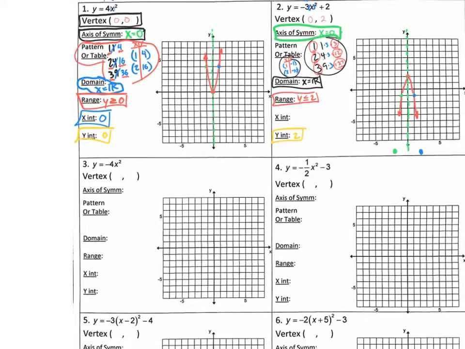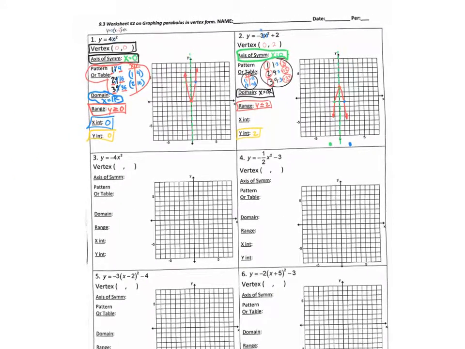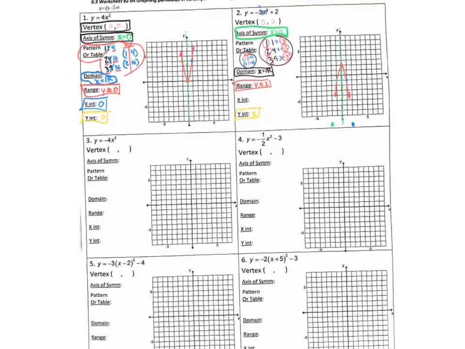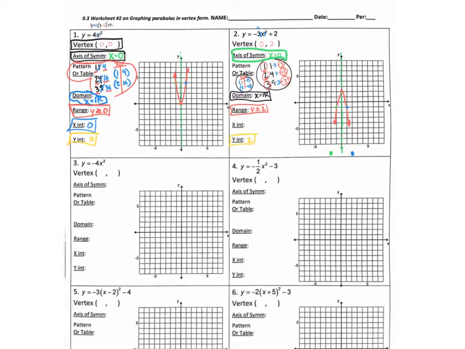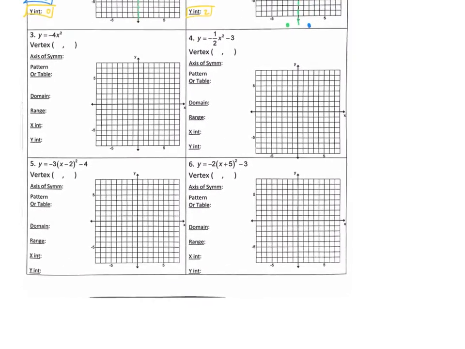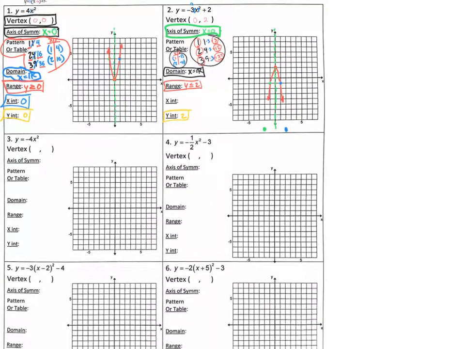So it's up to you if you want to use the XY table or the pattern. I don't know, pick one, 5 or 6. Or should we just keep going, 3 and 4? 3 is the same as number 1. It's just negative, it just goes down. Let's go for 6. Or should we go for 4 because the a value is half? 4.